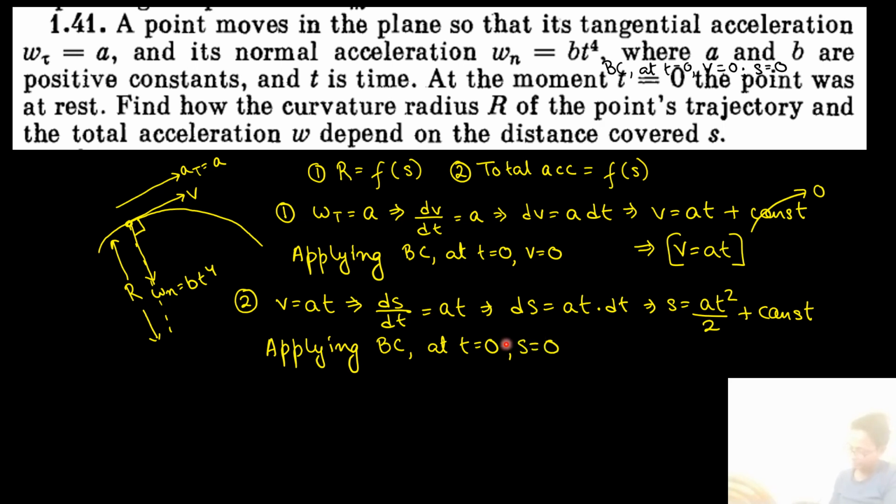Why did I apply s equals 0 at t equals 0? At initial time, the total distance traveled is 0. Before the start of motion, there is no distance traveled. So at t equals 0, s equals 0. If I apply this boundary condition here, the value of the constant becomes 0, and our main equation becomes s equals at square by 2. Now the second part of the question.